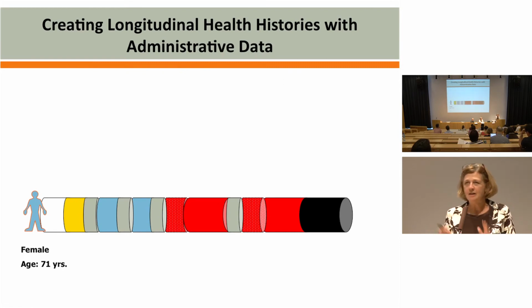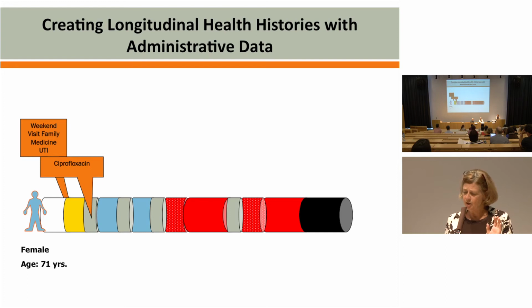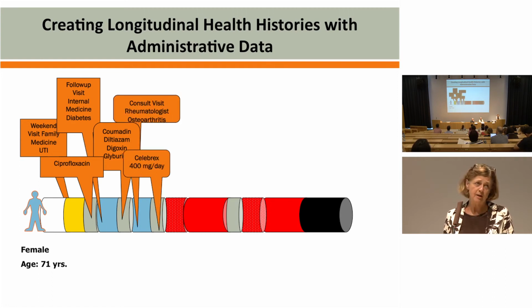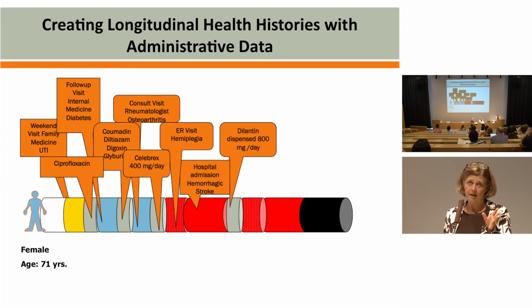So what's really fascinating is now you can start creating these longitudinal histories. You start linking things together. So I'll give you an example. Here's a woman, 72 years of age, and she went on the weekend to a family medicine clinic for a urinary tract infection, and she picked up an antibiotic as a result of that. She then went the following week to her internist, where she was prescribed a series of medications for her atrial fibrillation and her diabetes and her hypertension. And then she went on to a rheumatologist, where she was seen for osteoarthritis and got a COX-2 inhibitor. There was an interaction between her antibiotic and her anticoagulant, and she had a hemorrhagic stroke.